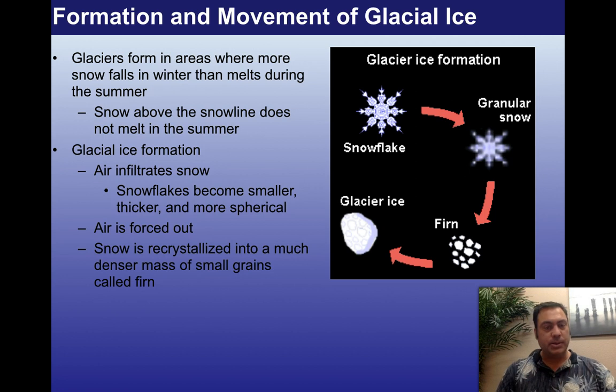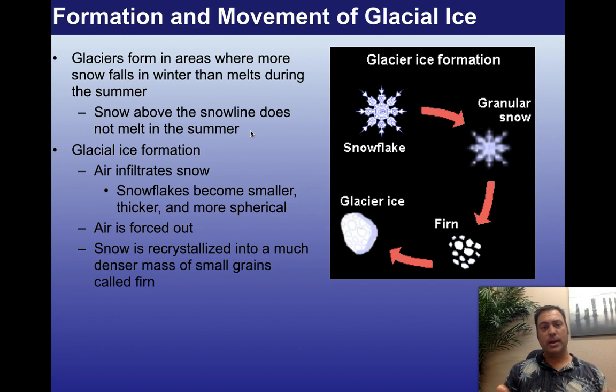Glaciers form in areas where more snow falls in winter than melts during the summer. Okay, so that's where they form. So in order to get a glacier, you need to have a snowpack, something that builds up over time. In fact, the best place to do this is above something called the snow line. So snow above the snow line does not melt in the summer. So if you have a bunch of snow that falls on a mountain and then it goes to summertime, that snow is stored. It doesn't leave, right? If it's above the snow line. If it melts completely away, then the snow line is above the level of that mountain or in that region.